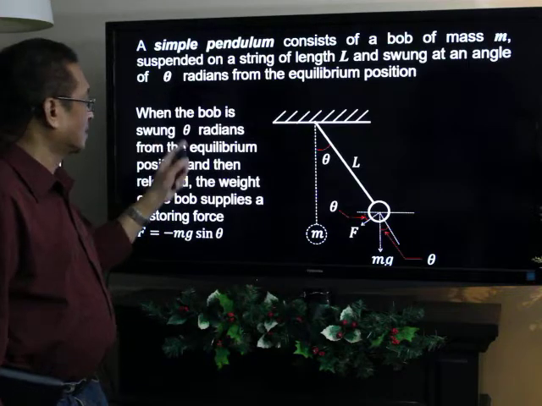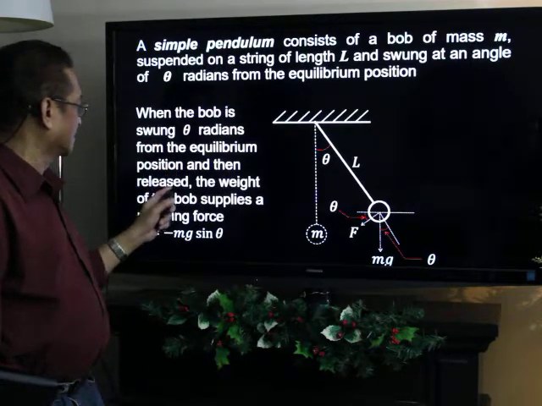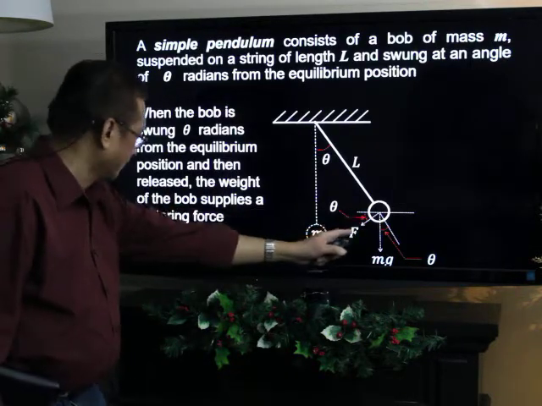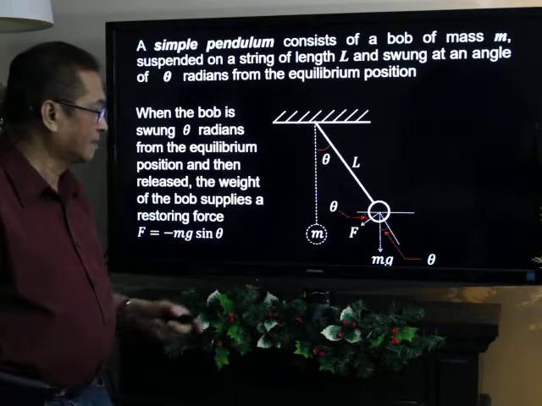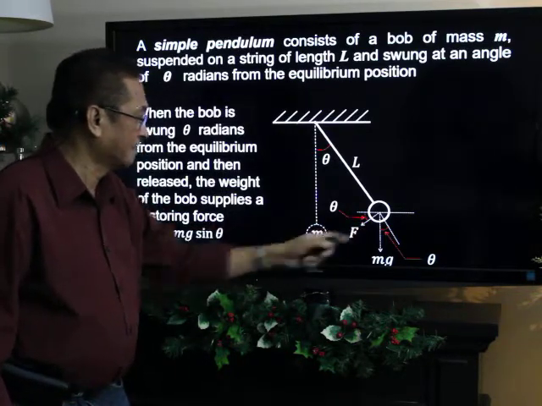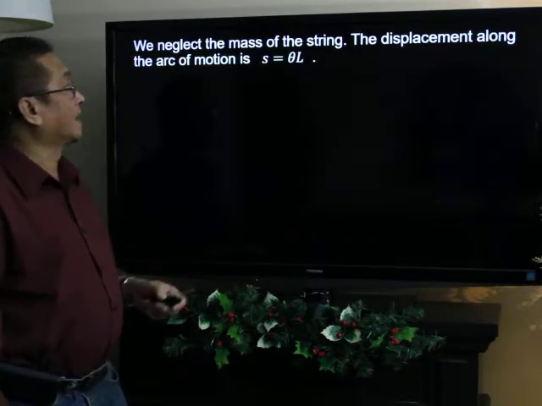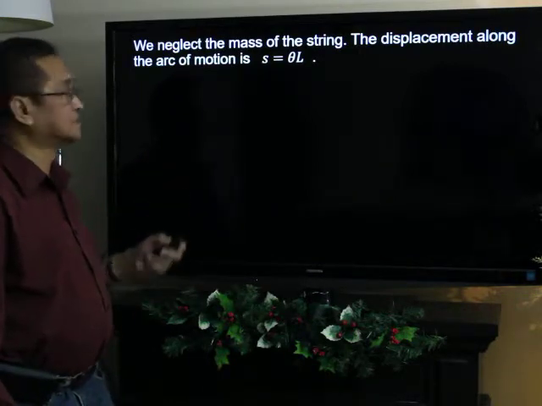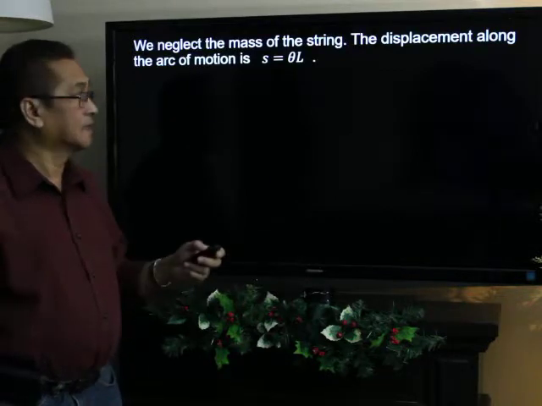When the bob is swung theta radians from the equilibrium position and then released, the weight of the bob supplies the restoring force F, which is equal to minus mg sine of theta. This one here. We neglect the mass of the string. The displacement along the arc of motion is S is equal to theta times L.